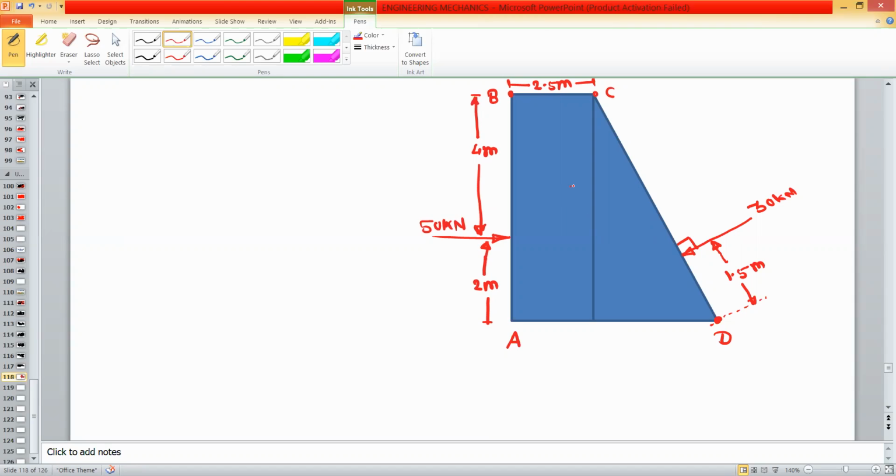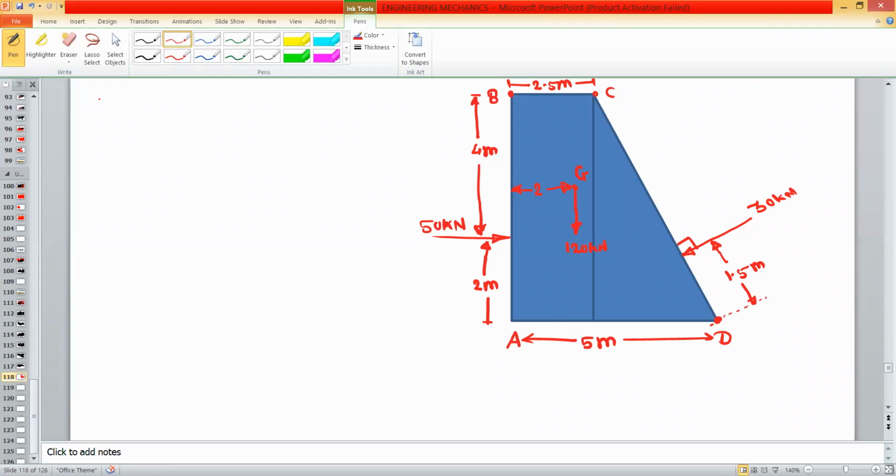And the self weight is acting from this point, that is the center of gravity. We can take this point as G, and its distance with respect to the upstream side AB is equal to 2 meter. This self weight is equal to 120 kilonewton. So these are the given forces, and the distance AD, that is the base, is equal to 5 meter. This is the given force diagram that represents a general force system.